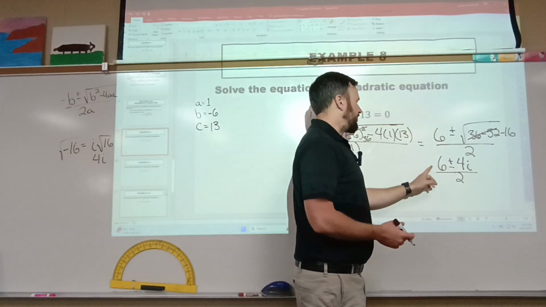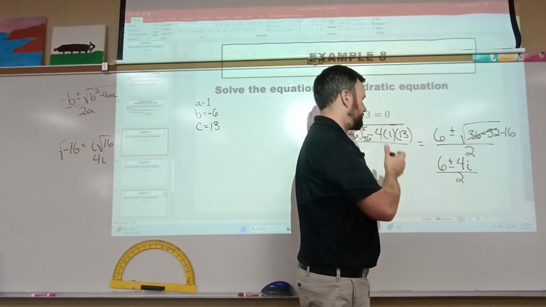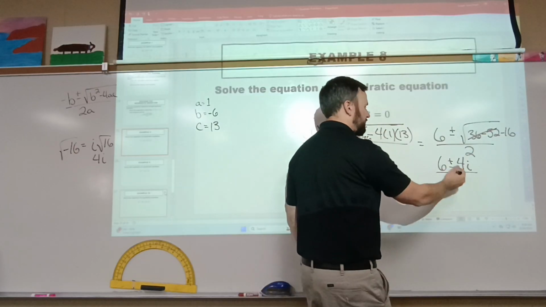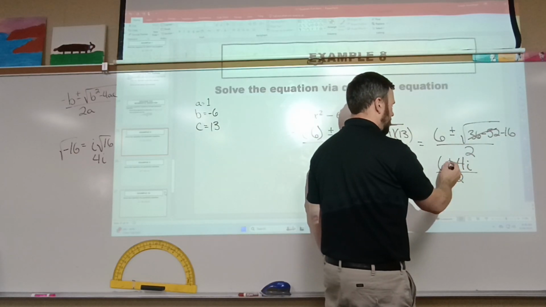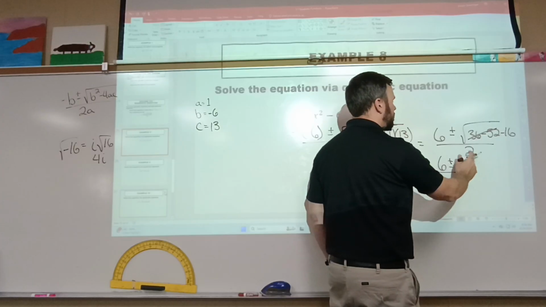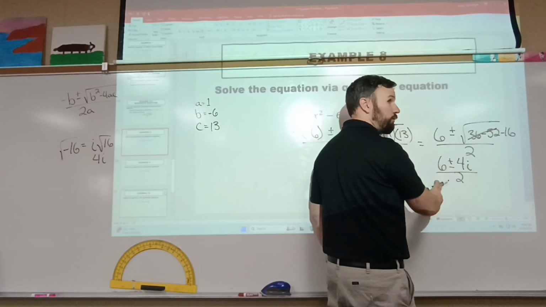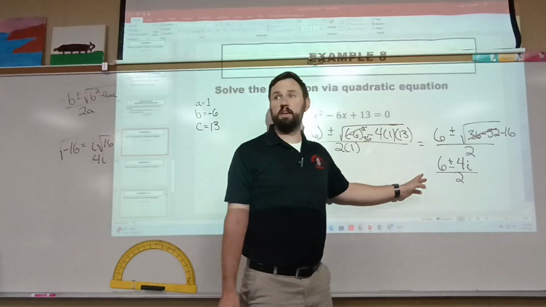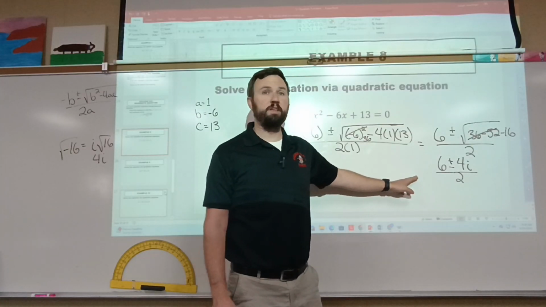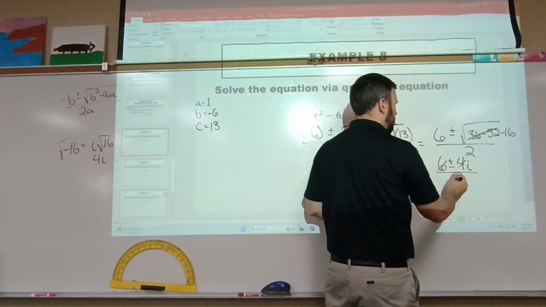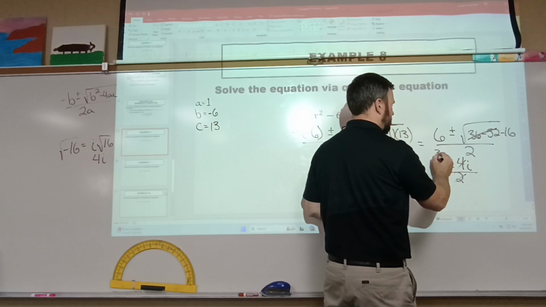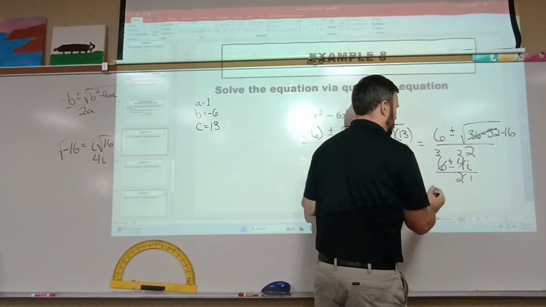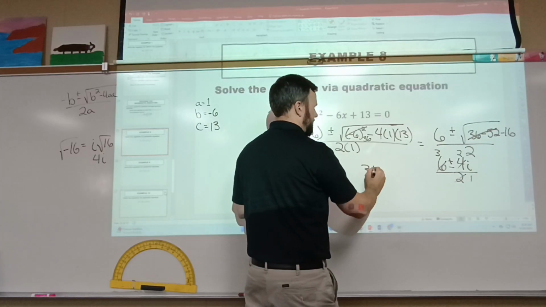Can I divide these both by 2? Like, can I cancel them? I can. Now make sure if you cancel, you have to be able to cancel both, right? If it's just a 6, you can't. You have to leave it as a fraction. But because both are divisible by 2, I can do it, right? Because both are.